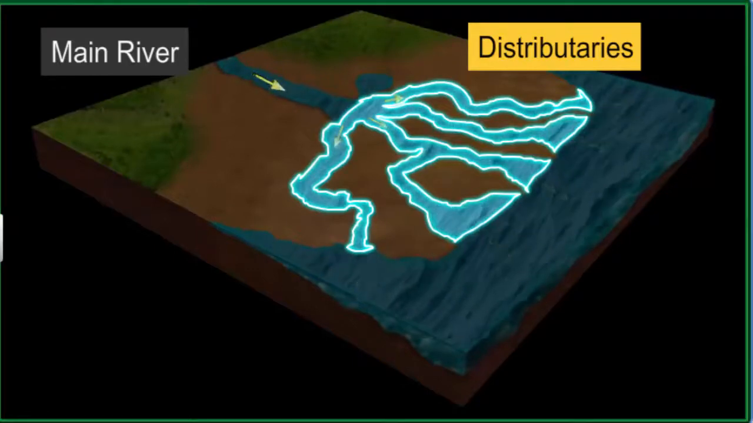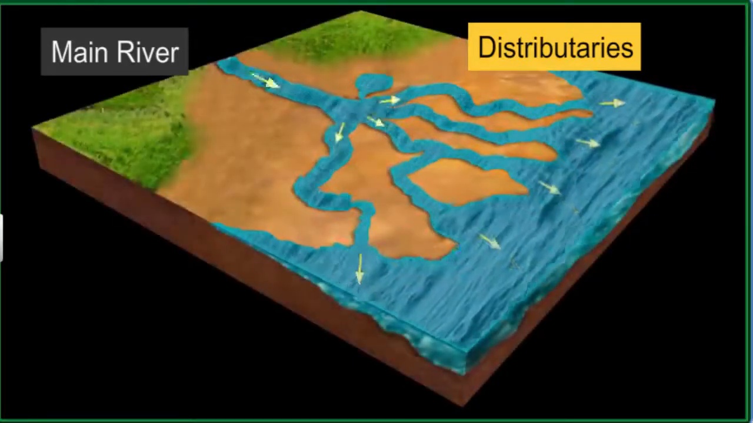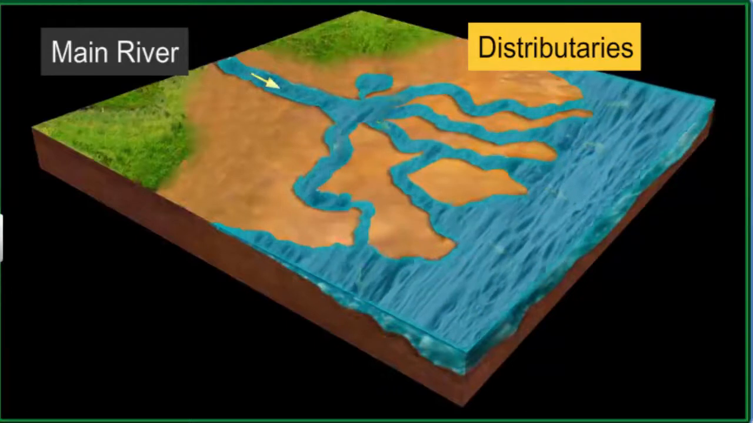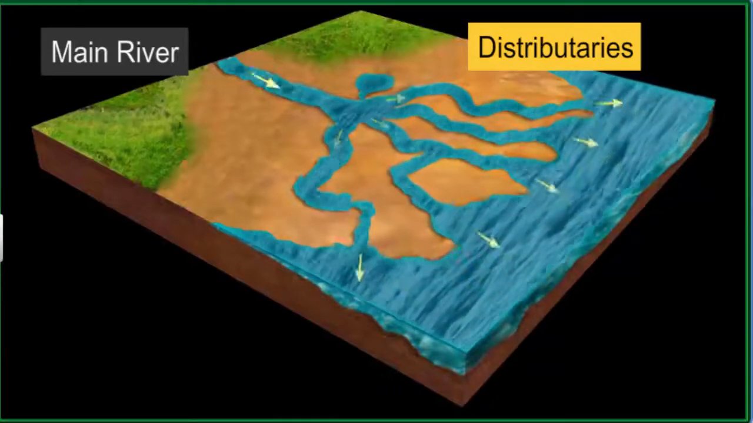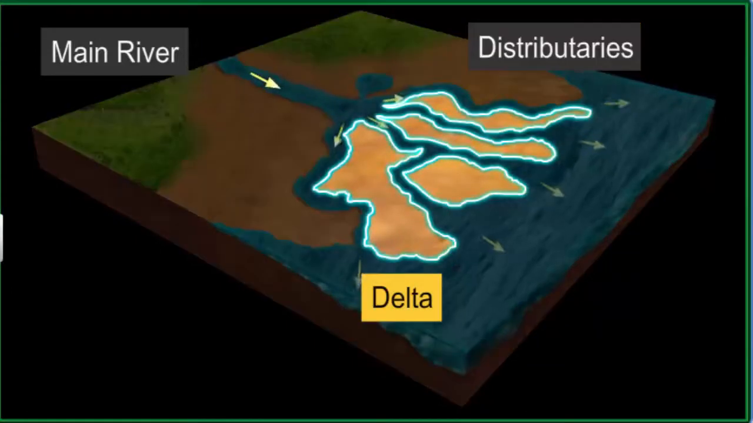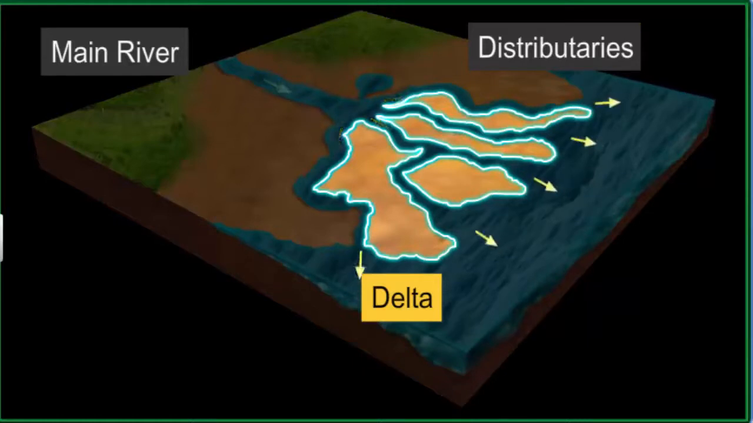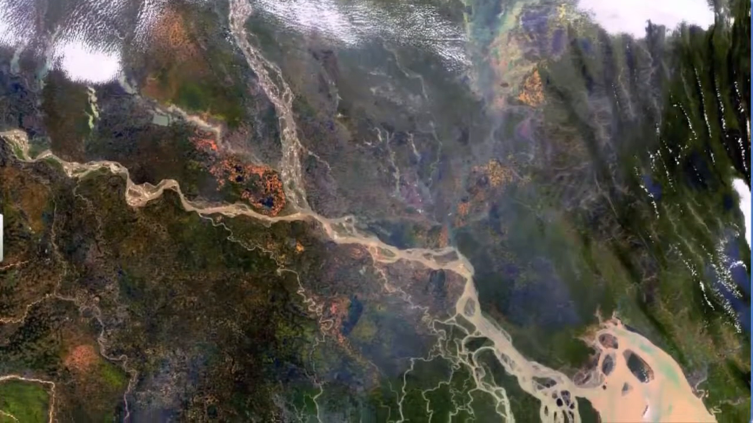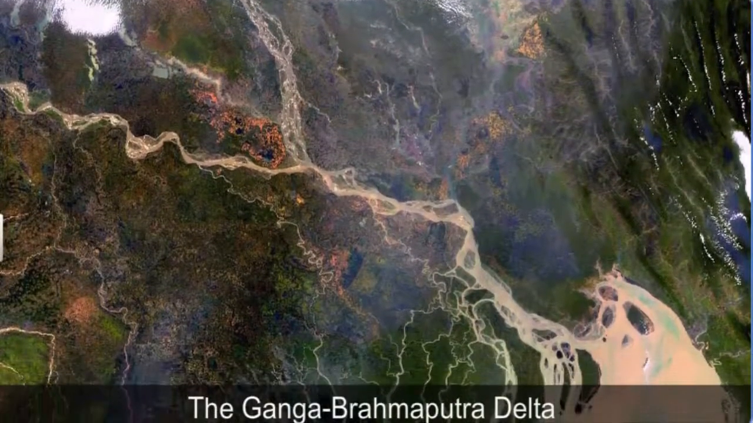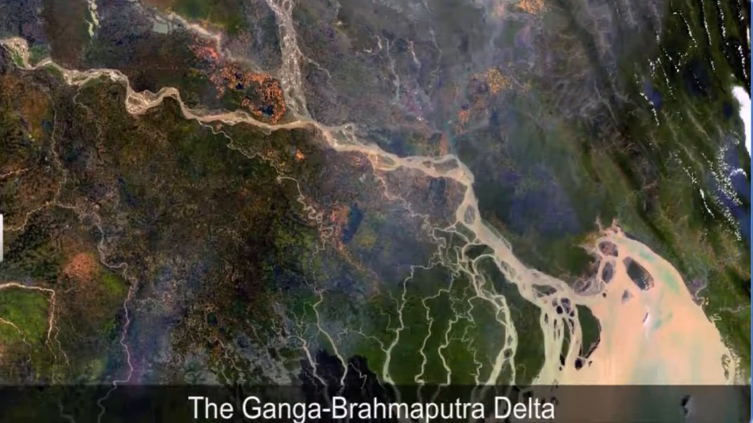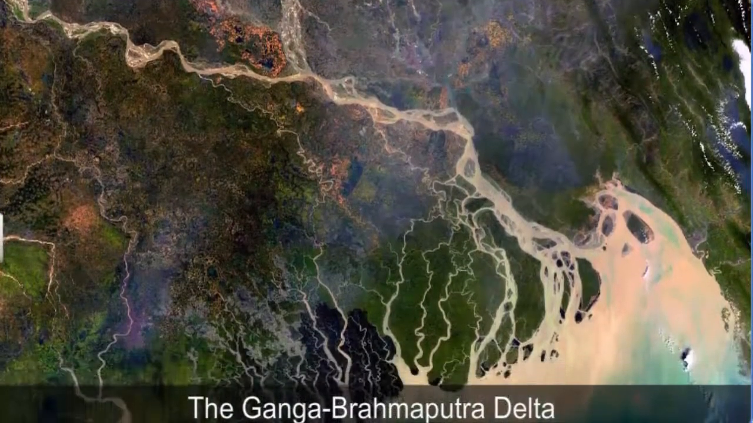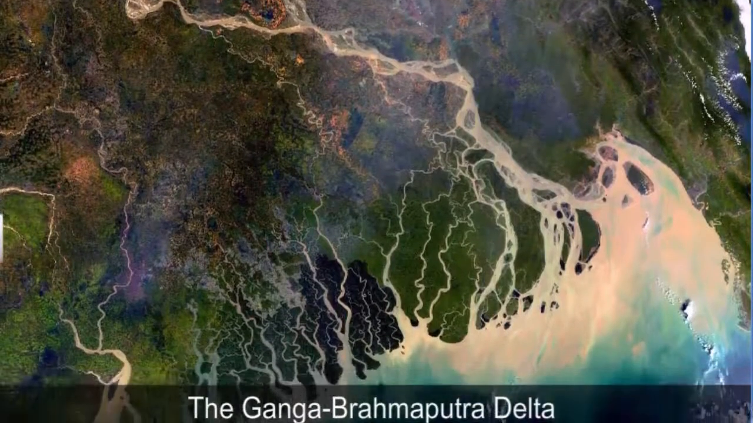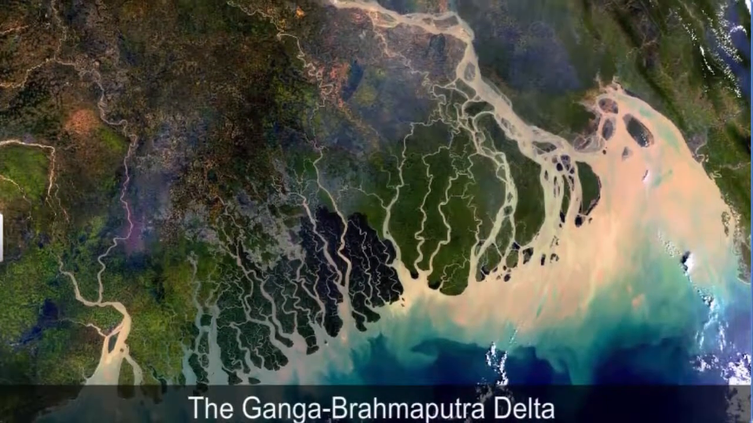The sediments from the mouths of all the distributaries collect to form a delta. For example, the Ganga-Brahmaputra delta is an important part of the northern plain. In fact, with the expansion of the deltas, the northern plain is becoming bigger as well.